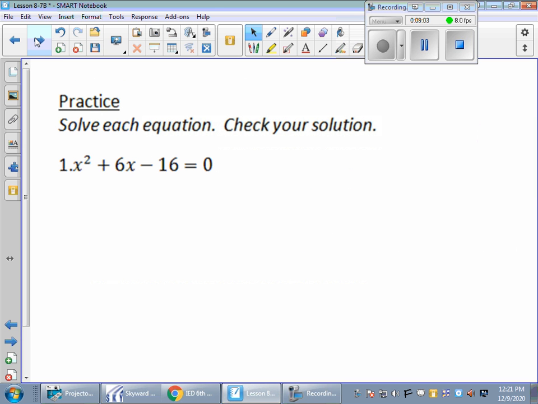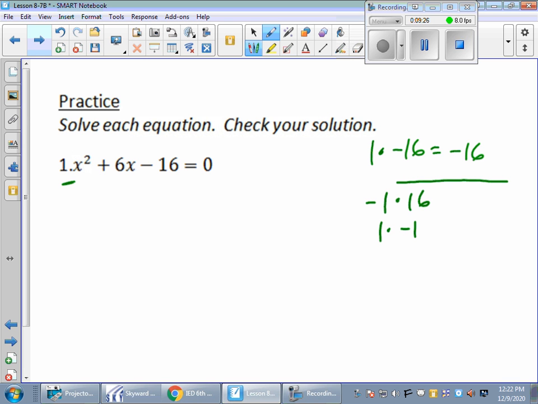So let's start with the first one. And again, this is one we can do a shortcut on. Why can we do the shortcut? Because there's no number in front. That is actually practice problem number 1. So again, we have a factor sum tree for 1 times negative 16. So we have negative 1 times 16, 1 times negative 16.